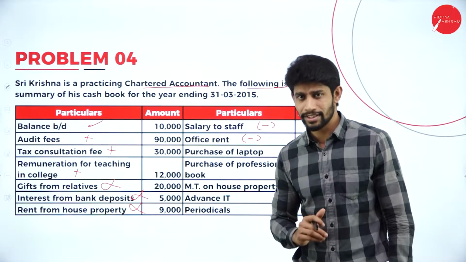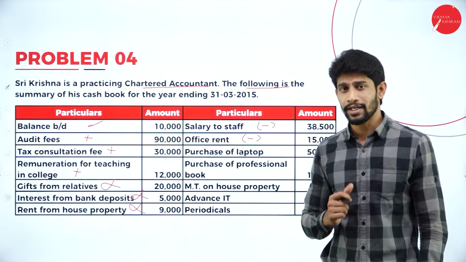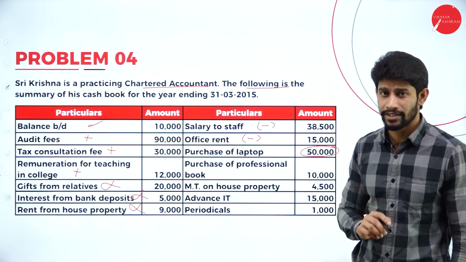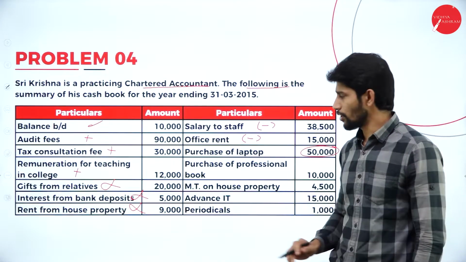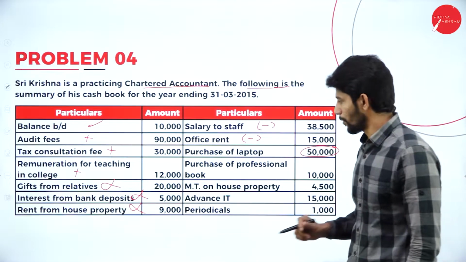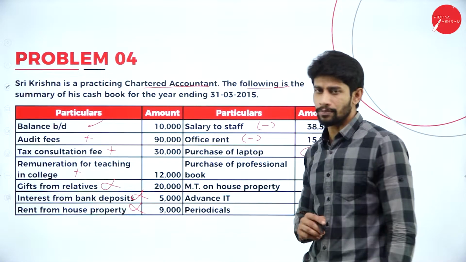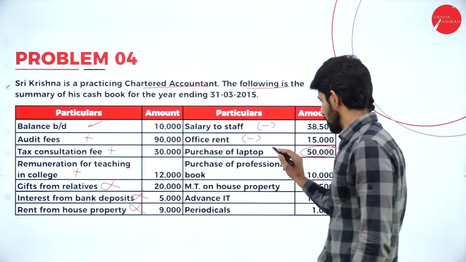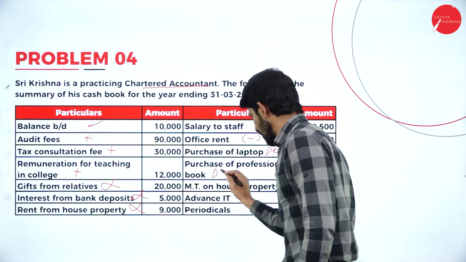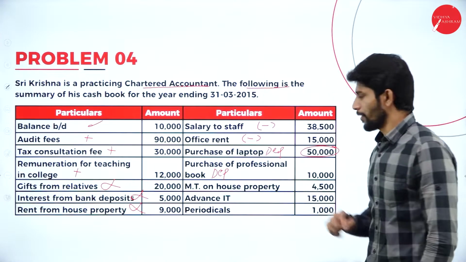Yes, we can consider it as a professional expenditure, but we cannot consider all 50,000 rupees as expenditure. We can give depreciation on the purchase of the laptop, and again, on the purchase of professional books we can give depreciation. We can give depreciation on the purchase of the laptop as well as on professional books.